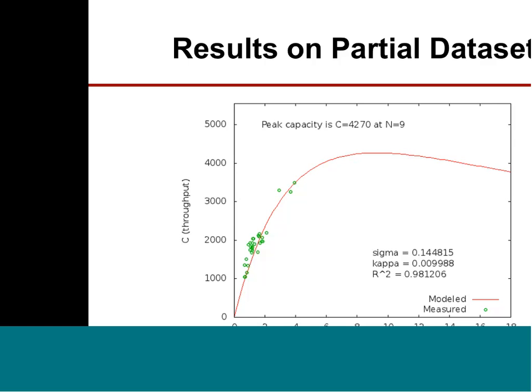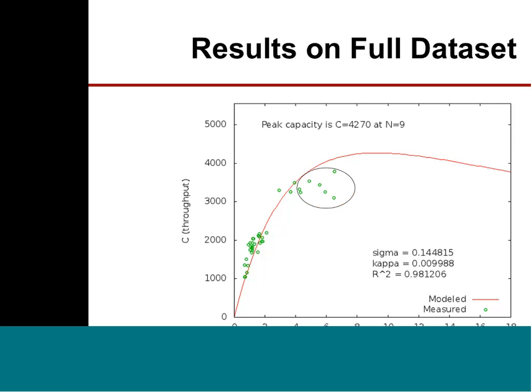So what if I add in the rest of the data, the measurements that I took at higher levels of concurrency? I've circled those here, and you can see they're falling off more quickly than we predicted. So we're not even going to achieve as much as this model predicted. And I'll come back to why that's interesting, useful, and not surprising a little bit later.